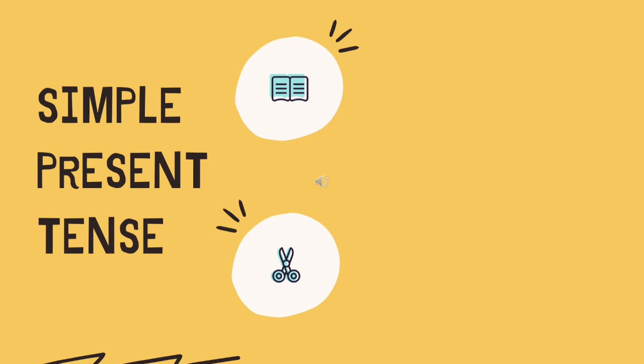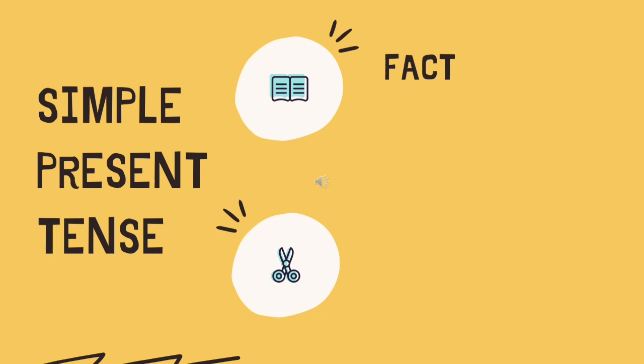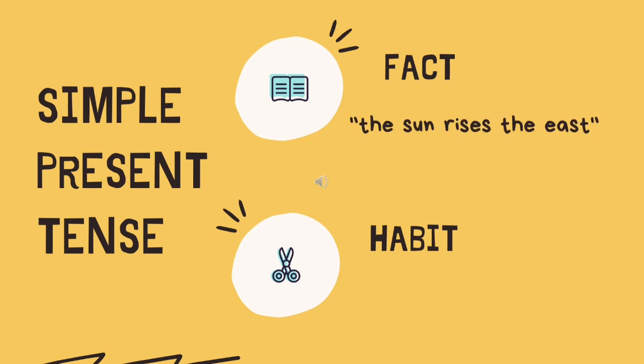Do you know when we use the simple present tense? Kalian tahu nggak sih kapan kita menggunakan simple present tense? We use simple present tense when we want to reveal a fact. Then, we use simple present tense in daily habit atau kebiasaan sehari-hari. For example, in the fact, the sun rises in the east. Matahari terbit dari sebelah timur.